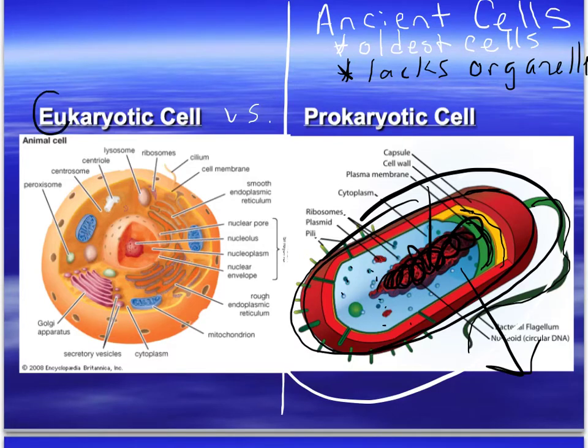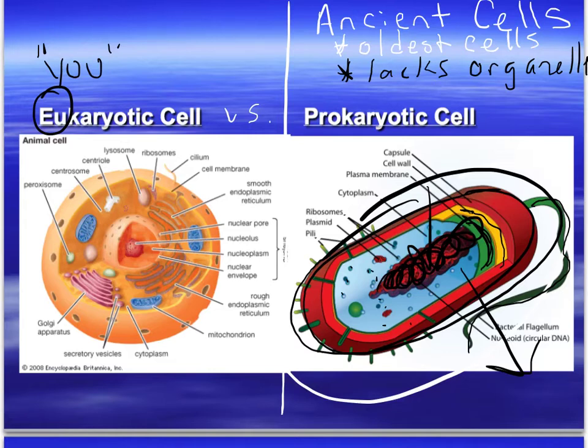So the eukaryotic cells, these are you. Okay, these are the ones that are in you, and your body is made up of eukaryotic cells. All animals, all plants, all fungi, protists, these things are all made up of eukaryotic cells. So if we took all the cells in the world and we were to divide them into two categories, these are the two categories we would divide them into: eukaryotic versus prokaryotic.